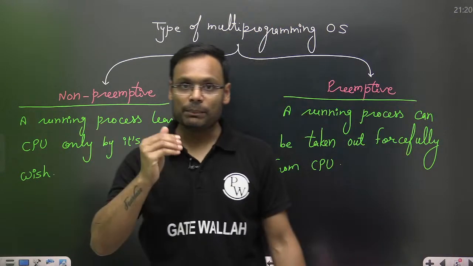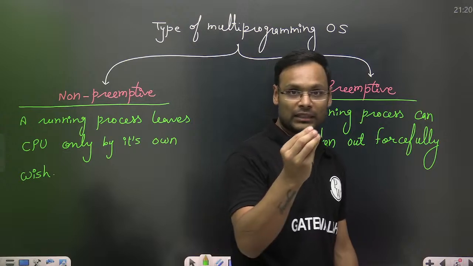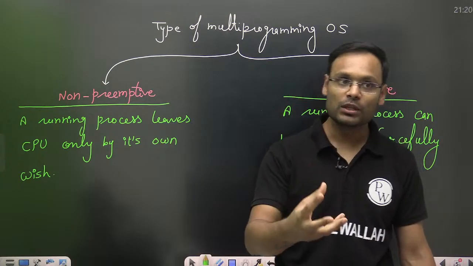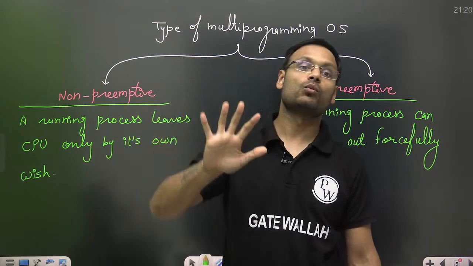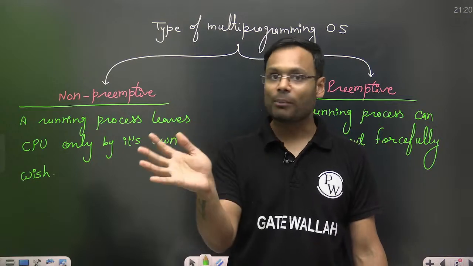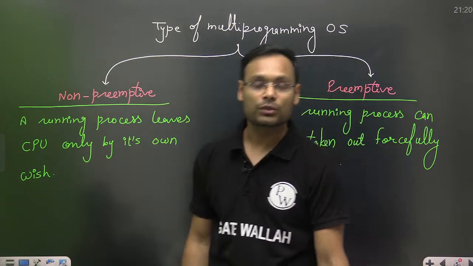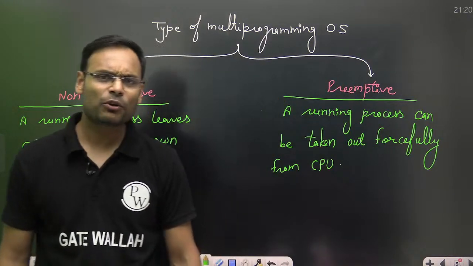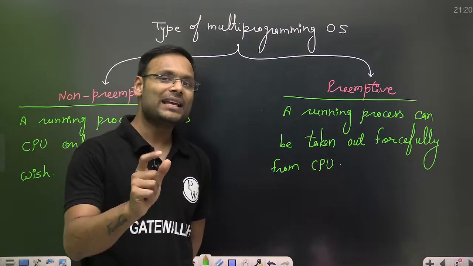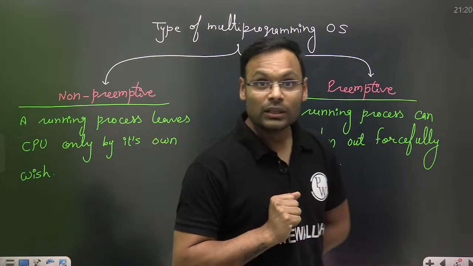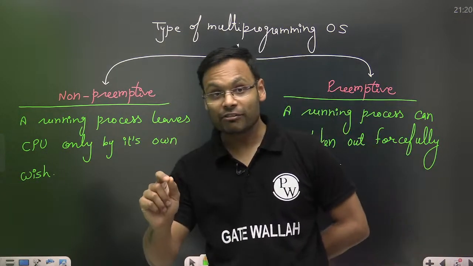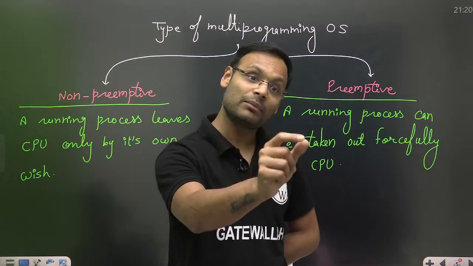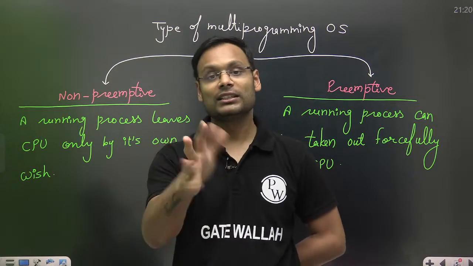In a non-preemptive system, the CPU will be given to a process, and the process will leave the CPU only when it wants to. From outside, the operating system cannot take that process out. It is something like you have given your mobile phone to your friend to play some game. Your friend will give you your phone only whenever he wants, otherwise will not.